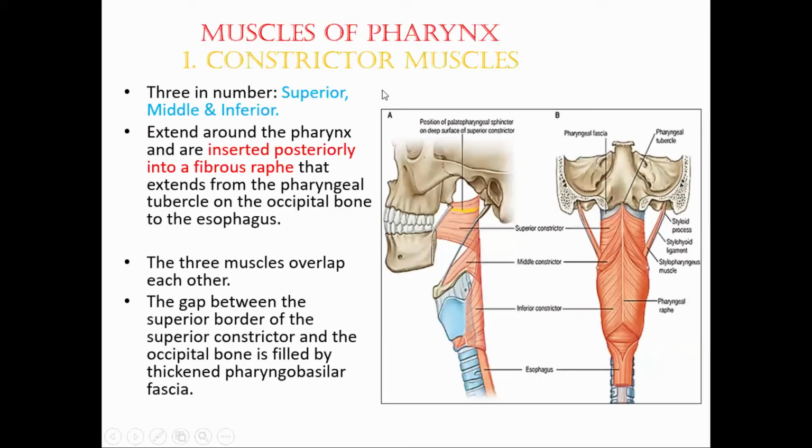Now the structure of the pharynx. It consists of four layers from outside inward. They are the areolar coat, muscular layer, soft mucosa, and the mucosa. The mucosa is lined by the lining epithelium, which is the non-keratinized stratified squamous epithelium.